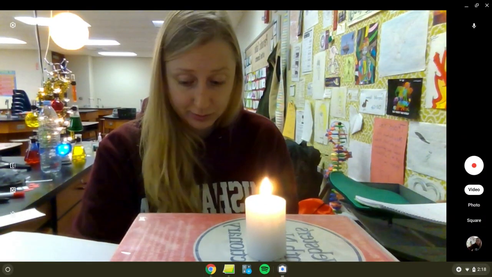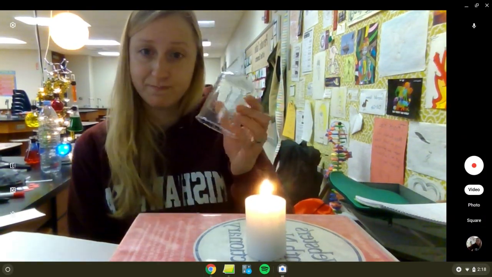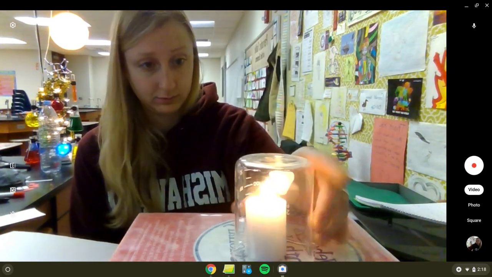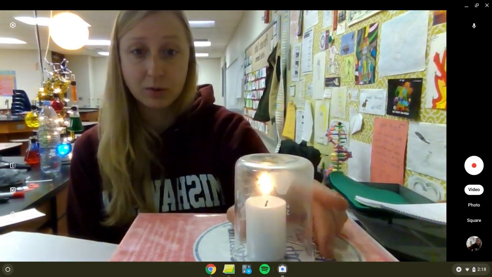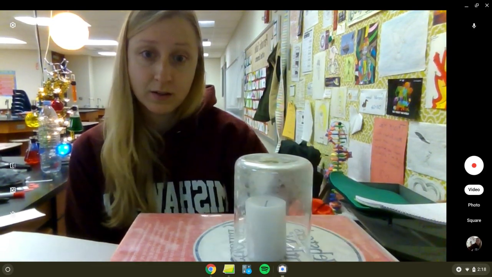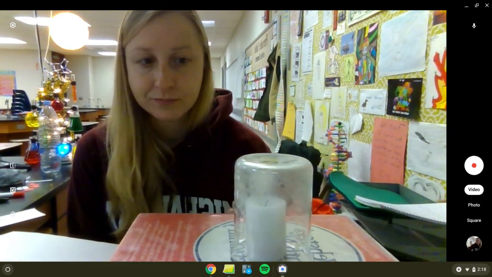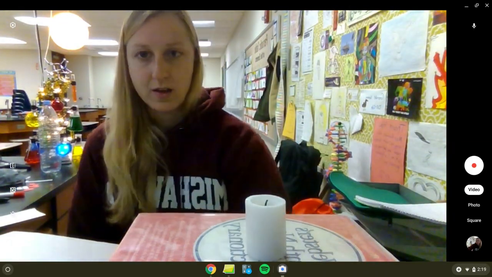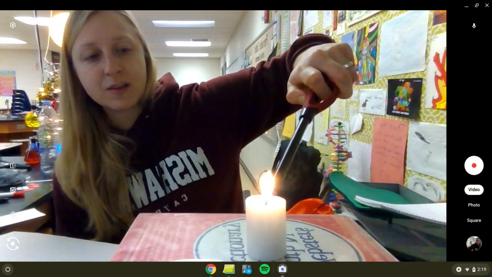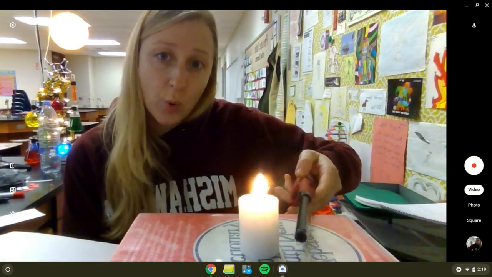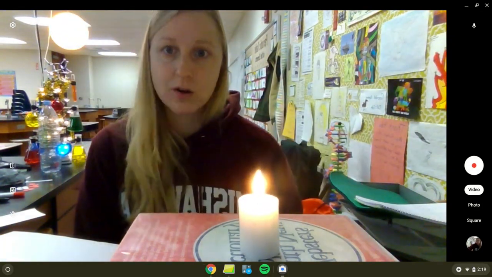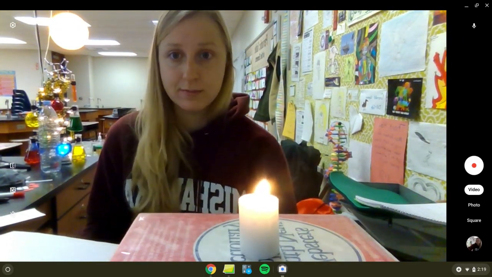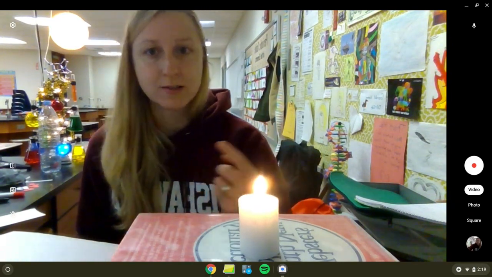And a good clue for a lot of students is what happens when I put this over the top of the candle. I'm taking away a really important reactant, and the candle goes out. So I took away, what did I take away? I took away oxygen. The candle needs the reactant of the wax and also oxygen in order to continue burning. Maybe you know that fires need oxygen to burn. They do. So those are our two reactants, wax and oxygen.